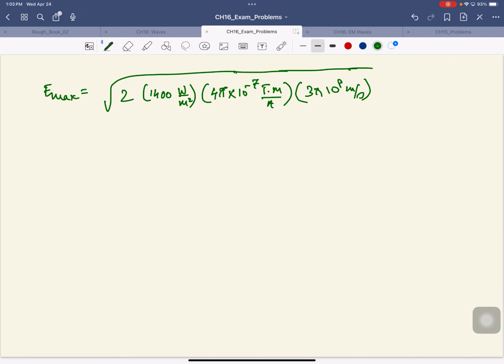All right. Let's take care of powers of 10. That's 10 to the 3, 10 to the 4, so you'll get 10 to the 2 square root of that, and volt per meter are the units. And then you have 2 times 1.4 times 4 pi times 3.